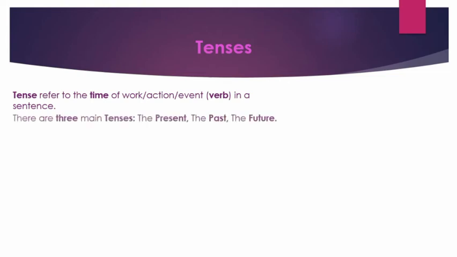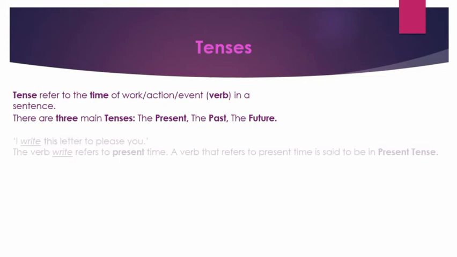Mainly, there are three tenses. They are present, past, and future. Explanation of each of these tenses follows. I write this letter to please you. The verb write refers to present time. A verb that refers to present time is said to be in present tense.